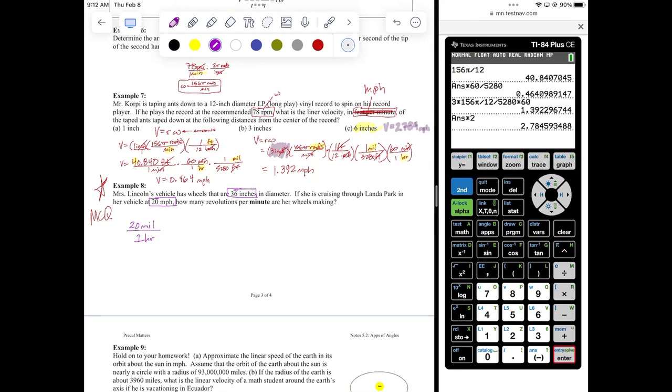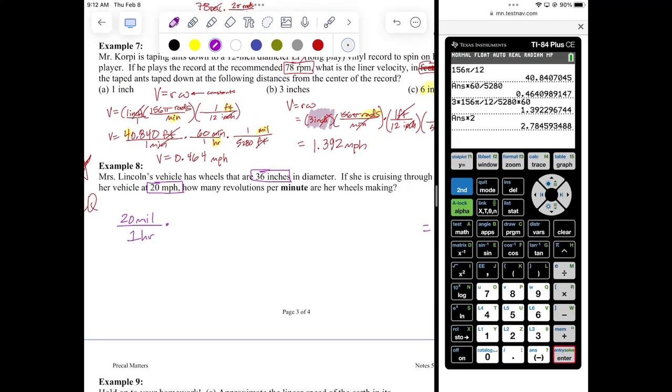Through some series of transformations by multiplying by conversions that are equivalent to 1, we want to end up with revolutions per minute. So I need to get from hours to minutes, and I need to get from miles to revolutions. Would you agree? All right, which of those two is probably going to be easier? Let's do hours to minutes first. I think that's going to be easier.